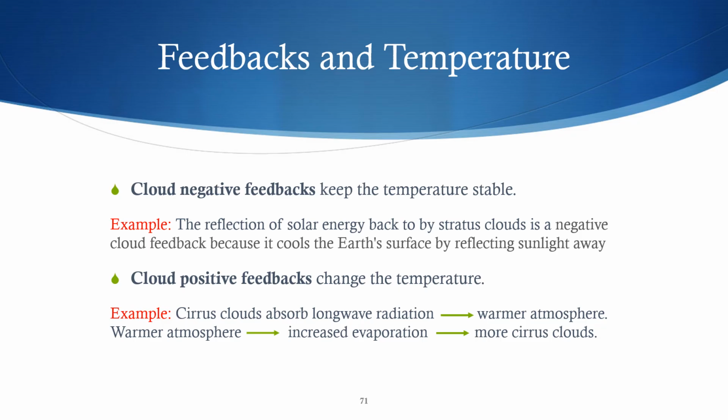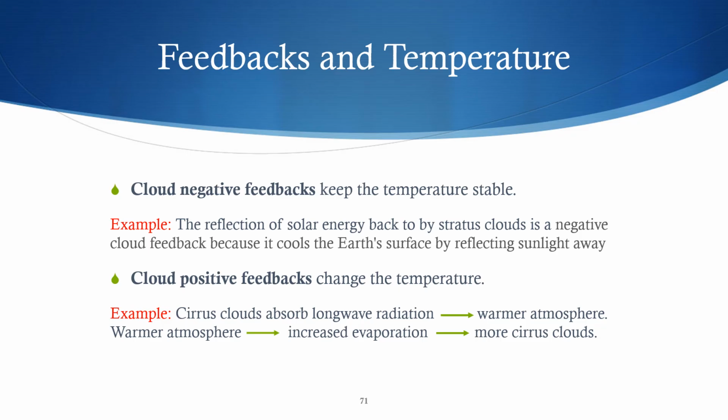When we're looking at that in terms of cloud feedbacks and how they affect temperature and climate, cloud negative feedbacks will keep the temperature stable. An example of that would be the reflection of solar energy back to space. So if we have some stratus clouds, some of those low sheet-like clouds, they're going to reflect a lot of incoming solar energy back to space. It's a negative feedback because it's going to cool the Earth and reflect that incoming solar radiation away from the Earth. It's going to be a cooling, negative feedback.